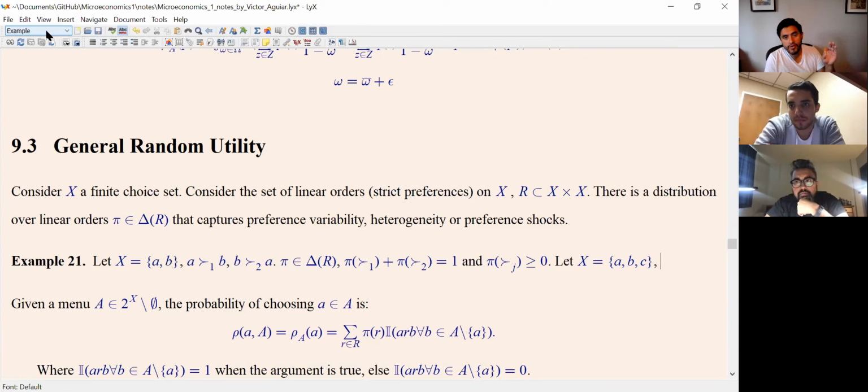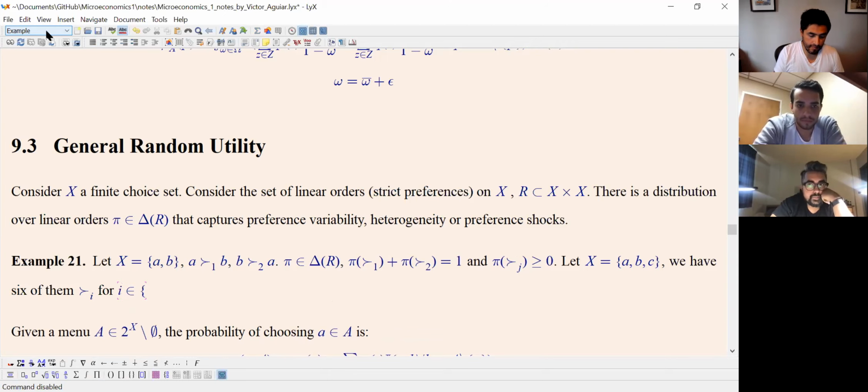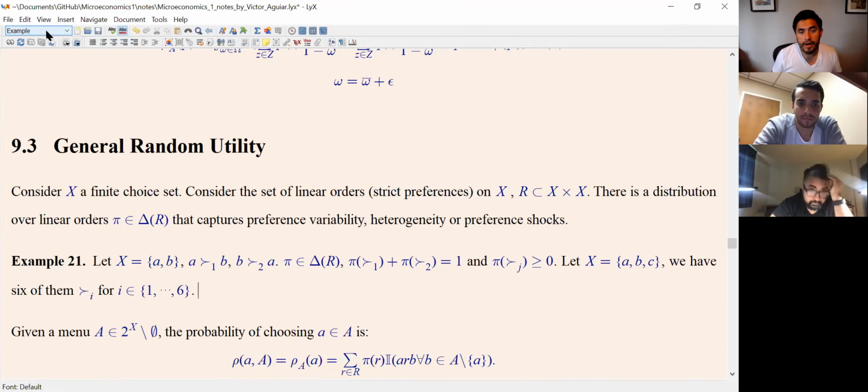All of us are lazy, right? We're economists, so it's easy to write them down, but there are 6 of them. I'm not going to write them explicitly. So this is the 6 of them, and now pi is a 6-dimensional vector.